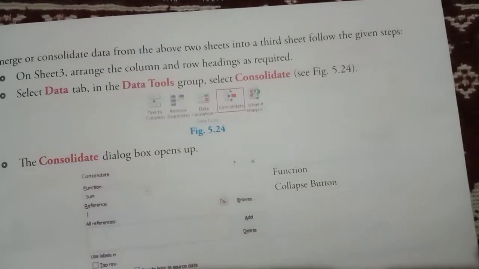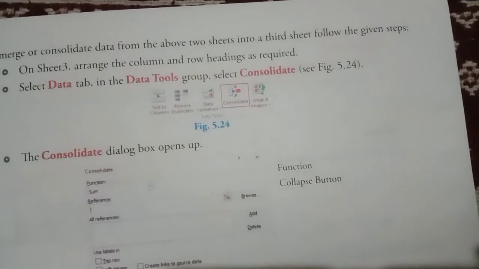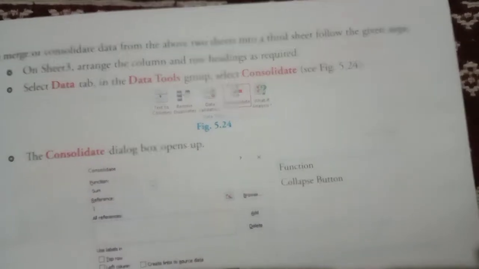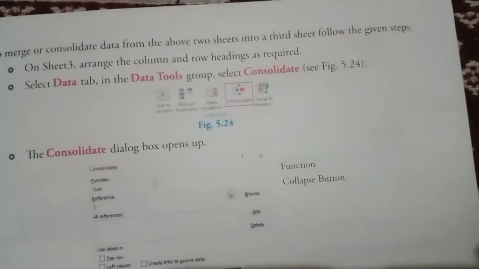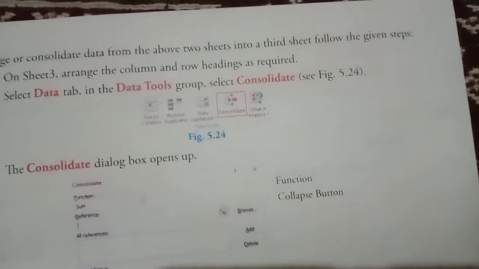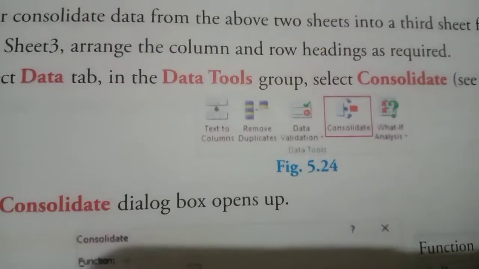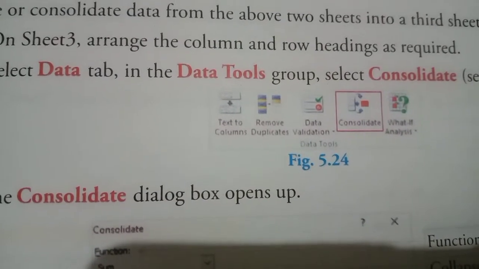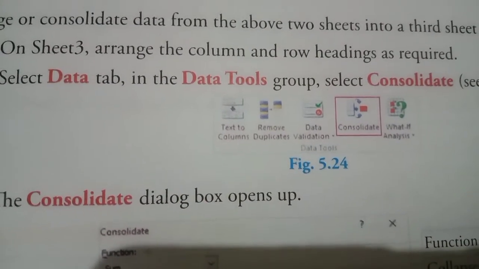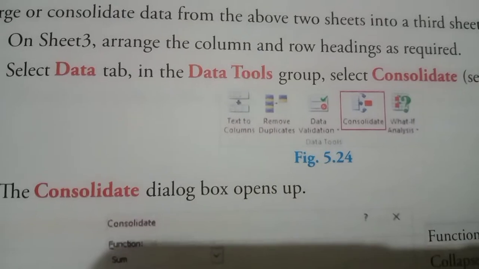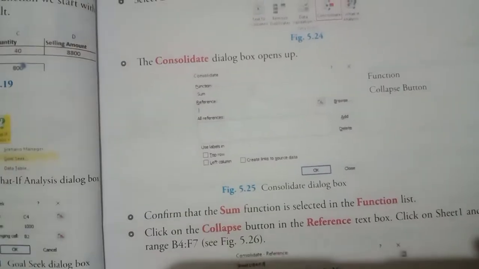Select the Data tab. First of all, what you need to do is select the Data tab. In the Data Tools group, select Consolidate. You have that type of option. The option is already selected over here. I believe you can see it in the picture. The Consolidate option is also there. The Consolidate dialog box opens. Whenever you select it, it automatically gets opened.